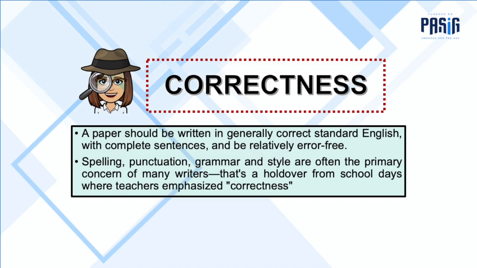The last feature is called correctness. A paper should be written in generally correct standard English with complete sentences and be relatively error-free. Spelling, punctuation, grammar, and style are often the primary concern of many writers. That's a holdover from school days where teachers emphasize correctness.